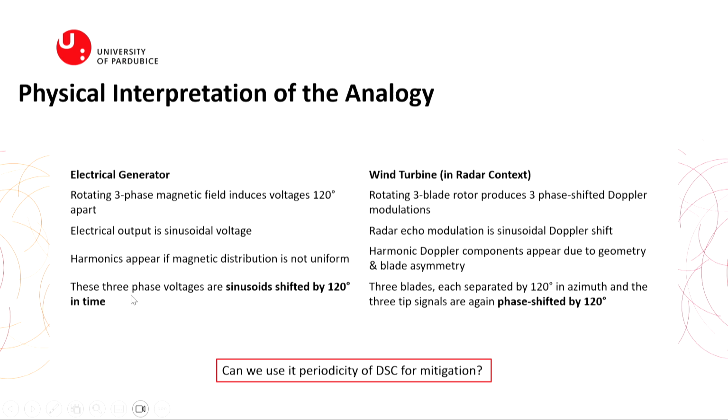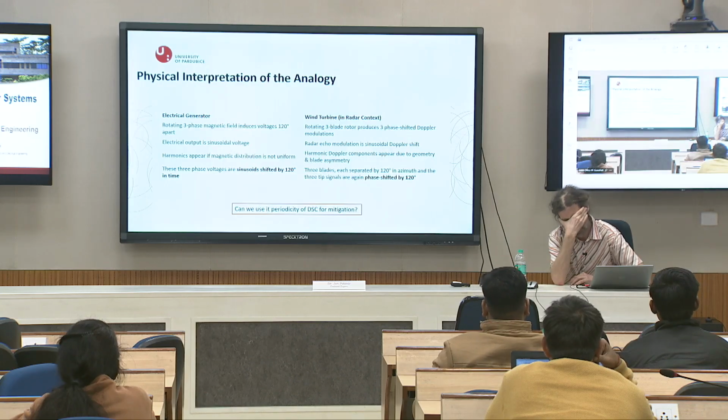Similarly, three-phase voltages are sinusoids shifted by 120 degrees in time. Three blades are separated by 120 degrees in azimuth, and the three tip signals are again phase shifted by 120 degrees. So it is a three-phase voltage analogy. And everybody knows this analogy, so it is easy to understand. We always need to figure out how to explain things to people easily. And okay, it is a nice analogy, but it is true.